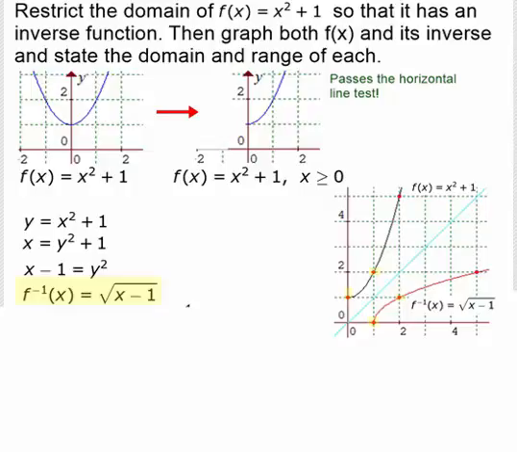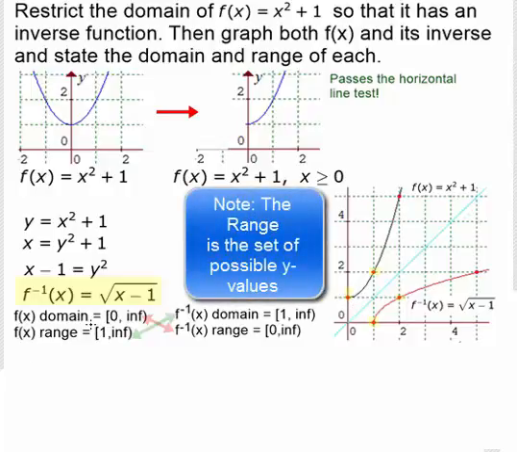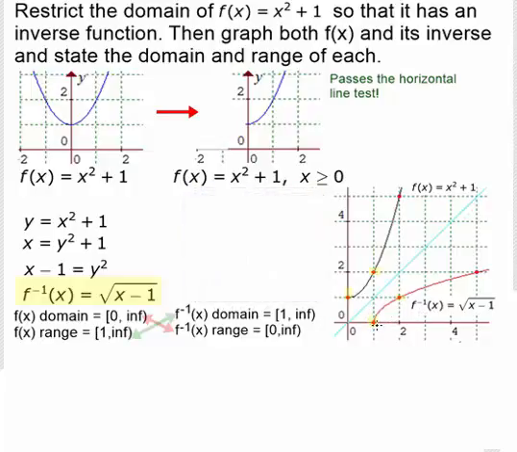Now we have to find the domain and range. Well, we can find these from the graph. For f of x, we restricted our domain to x greater than or equal to 0, so that's our domain. From the graph, we see that the graph starts at 1 and goes up to infinity, so f of x has a range of 1 to infinity. Now for the inverse, the domain of the inverse starts at 1. The x values of the inverse graph start at 1 and go off to infinity. The y values, which would be the range, start at 0 and go to positive infinity.